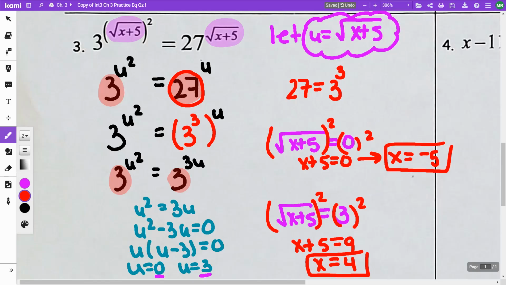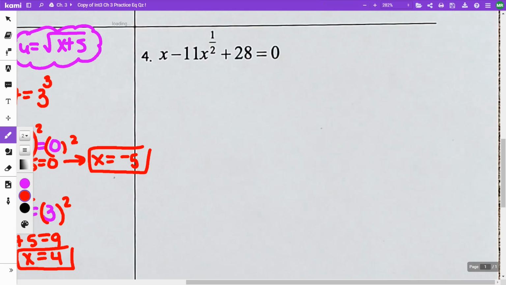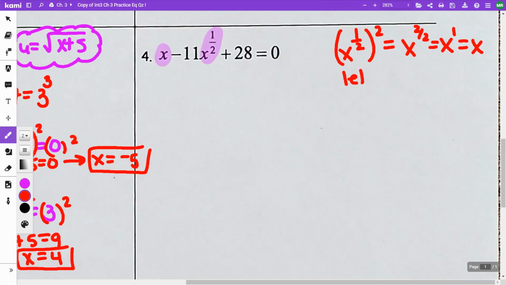On number 4, on one like this, what I'm going to look at is this x to the 1/2 and this x. So if I take x to the 1/2 and I square that, I get x to the 2/2, which is just x to the first or x. So I'm going to let u equal x to the 1/2. And when I square that, I get an x. So here you see that I have an x to the 1/2 and an x.